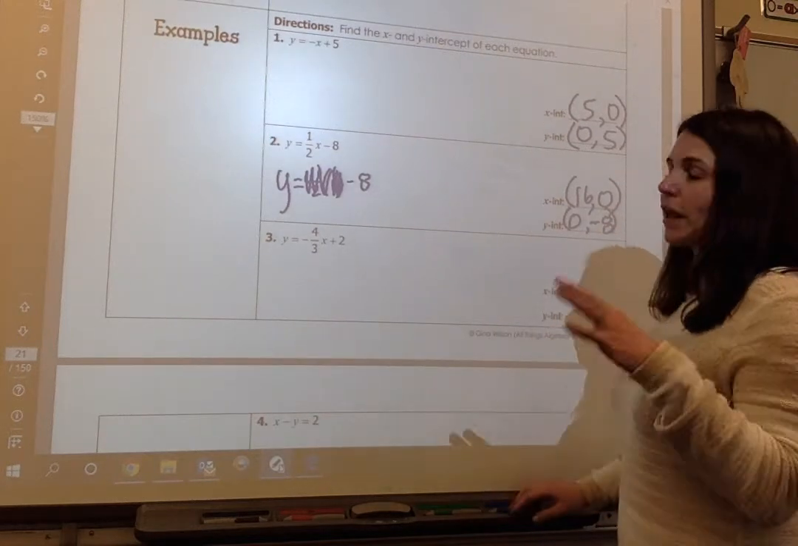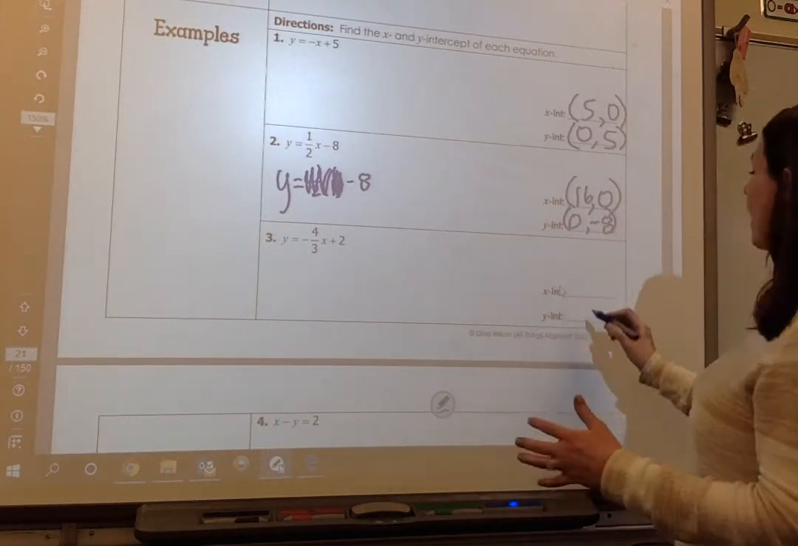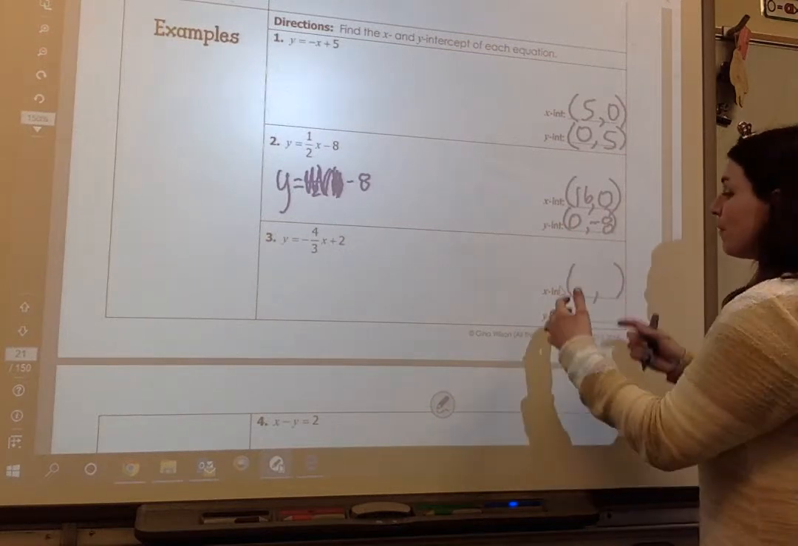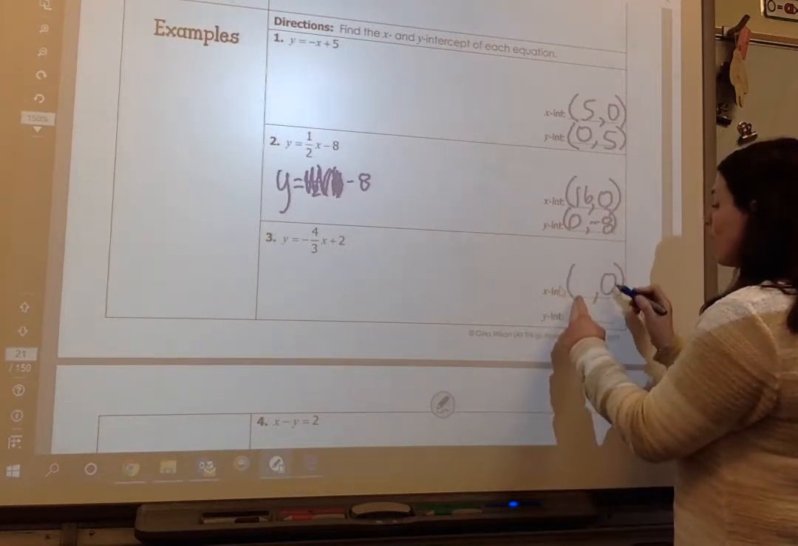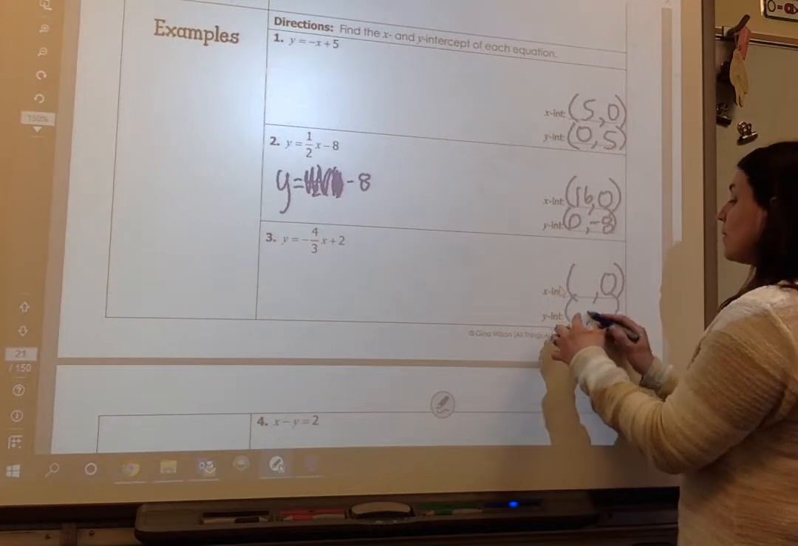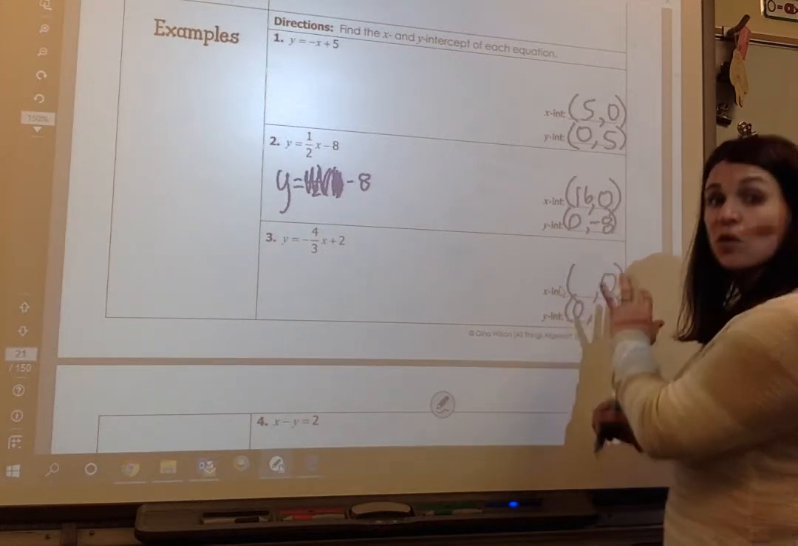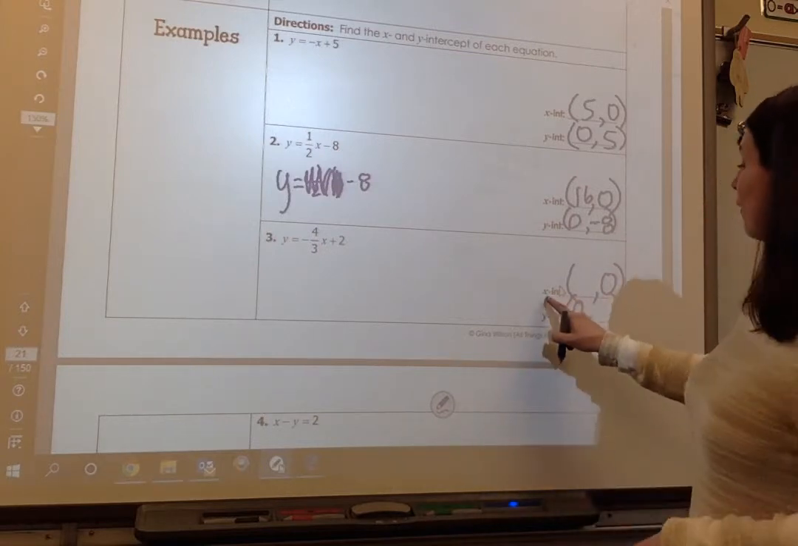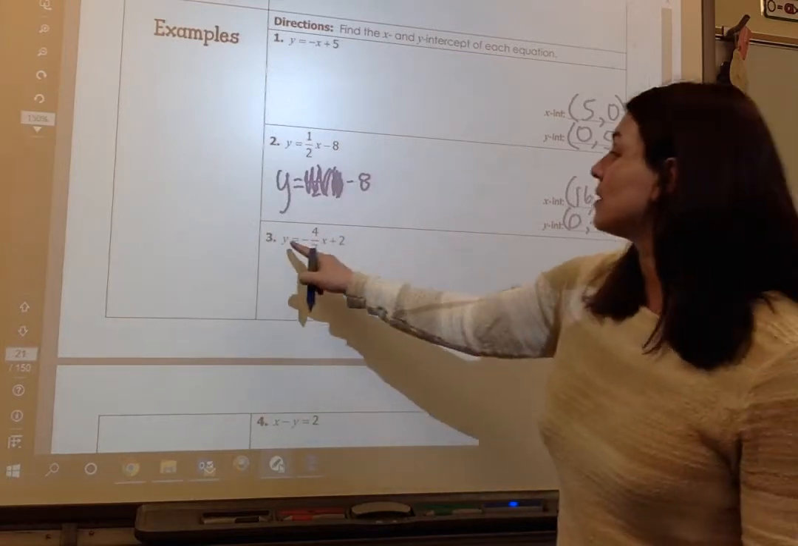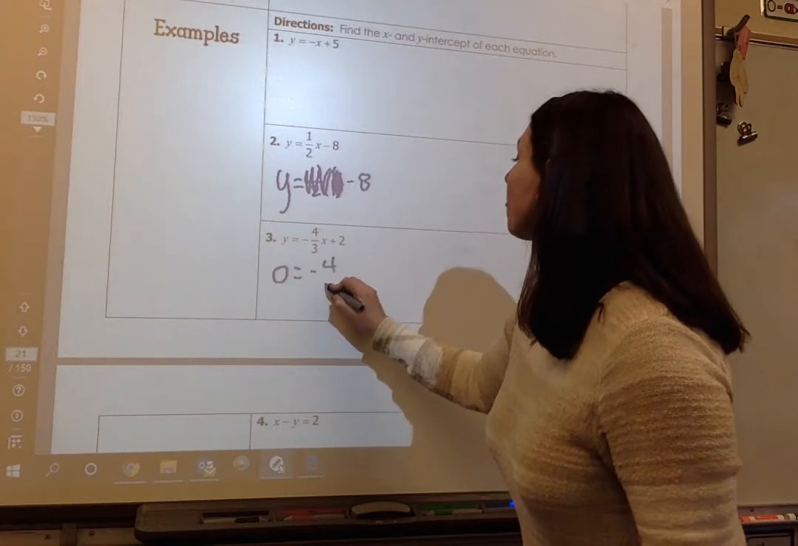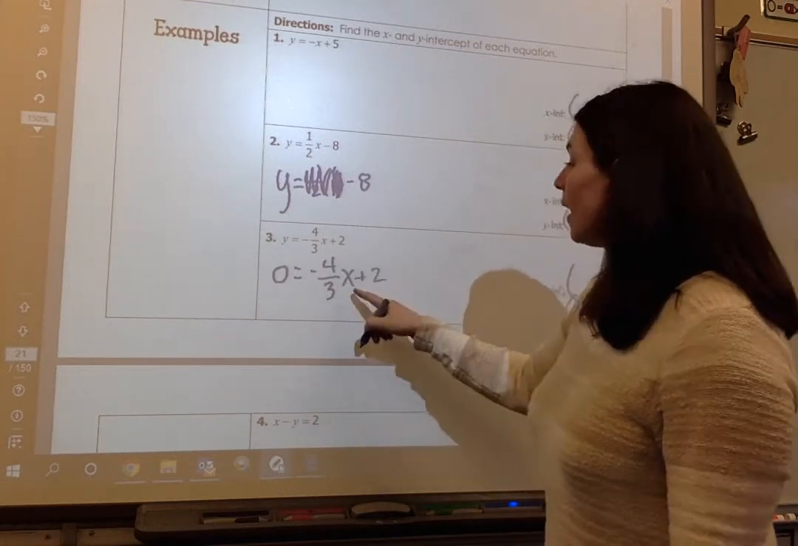All right, we'll do one more together, then we'll start the graphing. So for the x-intercept, my y value is 0. For the y-intercept, my x value is 0. So I'm going to do that right away so I don't get confused. Now if I'm finding the x-intercept, I plug in 0 for y, and I solve for x.